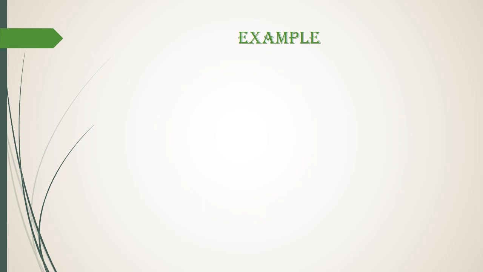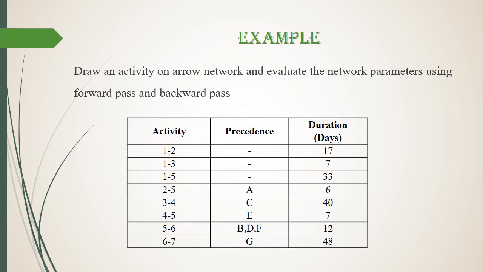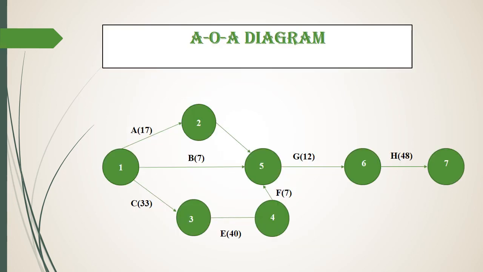And now here I am taking an example. Draw an activity on arrow network and evaluate the network parameters using forward pass and backward pass. And the data is here. The activity, the precedence relationship and the duration in days is given. And with this data, here I have drawn the network diagram, which is an AOA diagram.